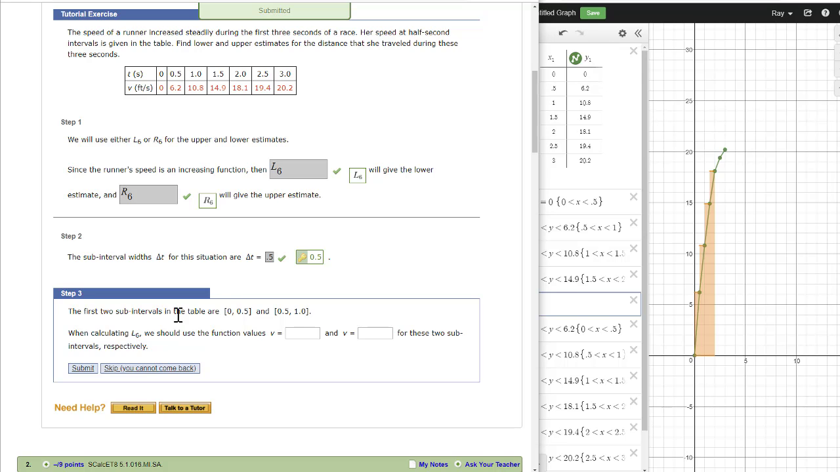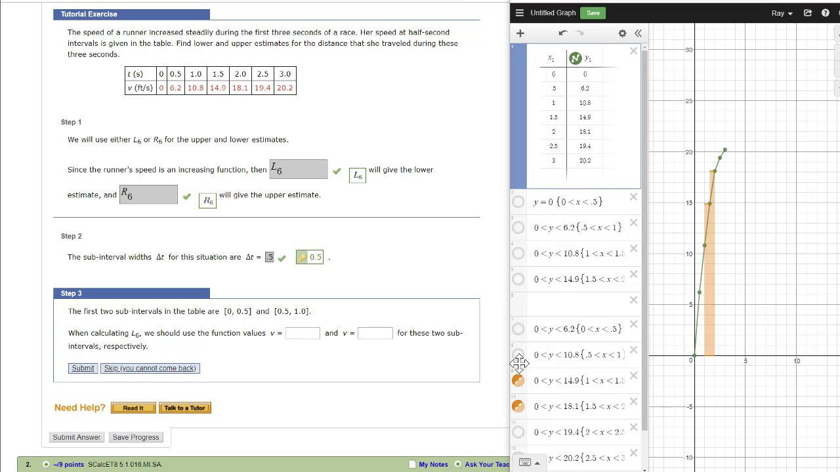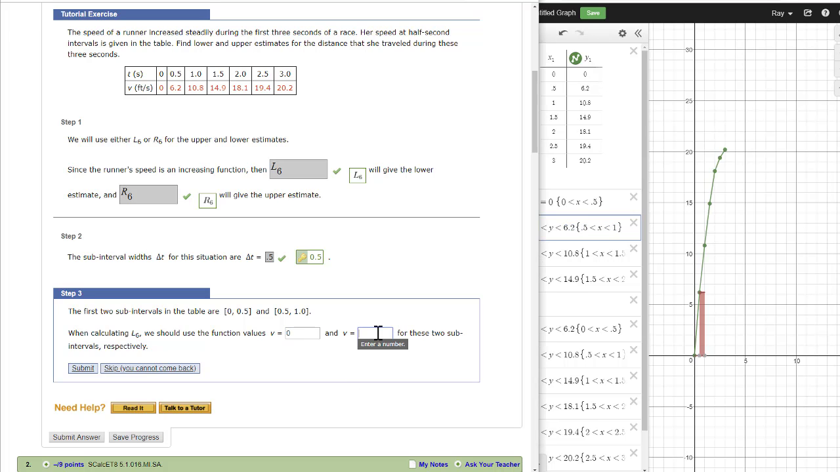Now, for the first two subintervals, between 0 to 0.5 and 0.5 to 1, we're looking at the left-hand endpoints. So these are the left-hand endpoints. The first value that we get, from 0 to 0.5, is 0. From 0.5 to 1, the value that we get is whatever the value is at 0.5, which is 6.2. So our first value is 0, our second value is 6.2.